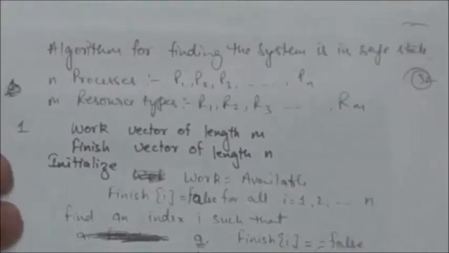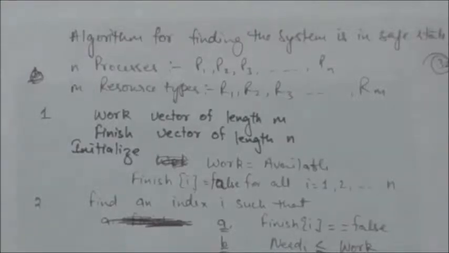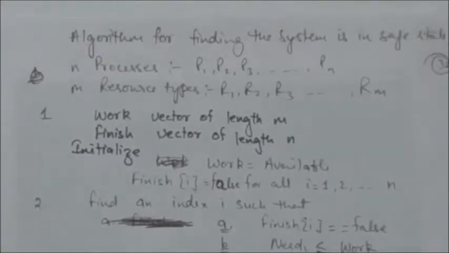Now, as I have told you earlier, this Banker's algorithm is a deadlock avoidance algorithm. So in this algorithm, when a process requests some resources, then before allocating the resources to the process, it is determined whether the system will remain in a safe state after allocating the resources. If the system will remain in a safe state, then the resources will be allocated to the process. Otherwise, the process will have to wait.